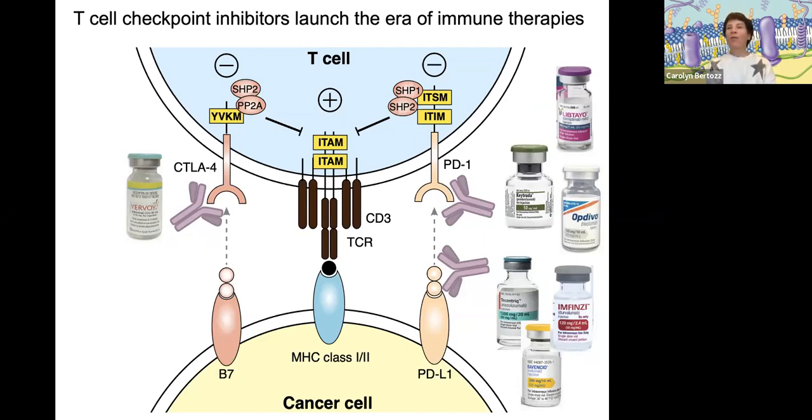For example, they're approved in treatment of metastatic melanoma, bladder cancers, certain forms of lung cancer. And there are patients who have a dramatic response to these medicines. Those patients, however, tend to be in a minority.